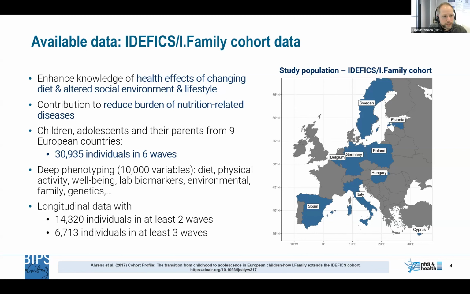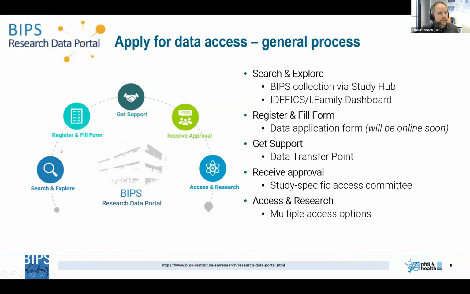So as mentioned before, more than 10,000 variables from different health aspects like diet, physical activity, well-being, psychological factors, lab biomarkers, environmental factors, family structure, and genetic information. And what makes this study so valuable is its longitudinal character. So we have a lot of children and adolescents with measurements in multiple waves.